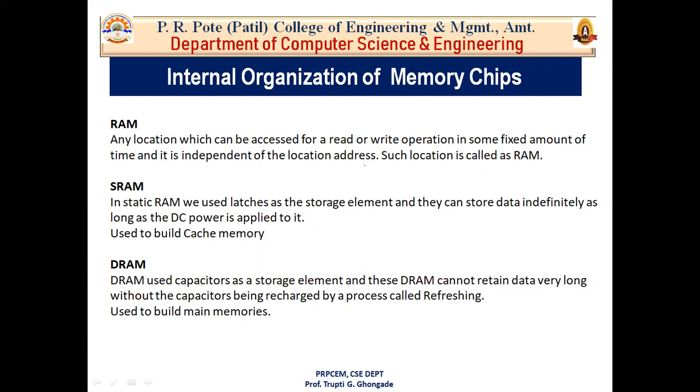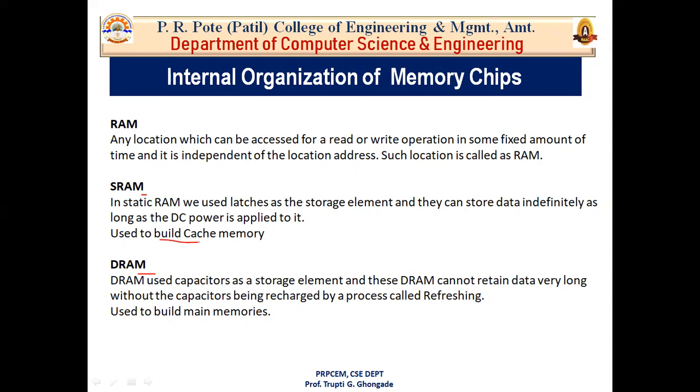So the two divisions of RAM are static RAM, denoted as SRAM, and dynamic RAM, denoted as DRAM. Now, what is SRAM? In static RAM, we use latches as the storage element, and they can store data indefinitely as long as the DC power, that is direct current power, is applied to it. So the storage element is the latch. It can keep the data in the cell as long as the DC power is given to it. And static RAMs are used to build cache memory.